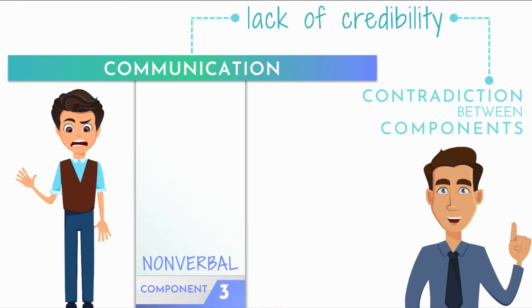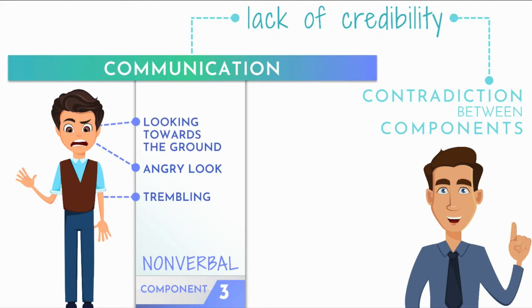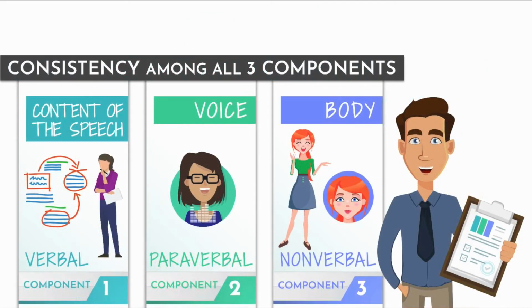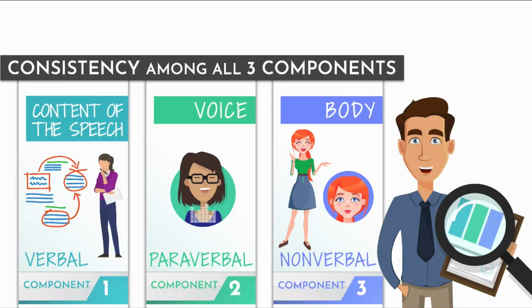For instance, if a person is speaking to a group of peers and says, "I'm very happy to be here this morning," with an angry look on their face while trembling and looking towards the ground, the audience will receive the nonverbal messages more acutely regardless of how convincing the spoken message may be. It is therefore essential that the three components of oral communication be consistent.